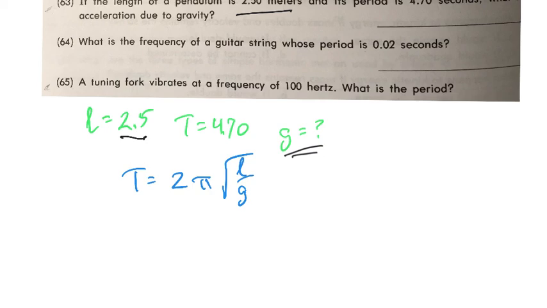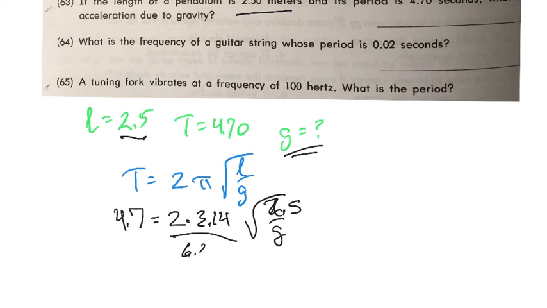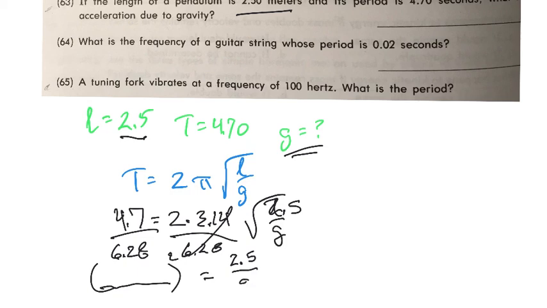And so G is the part that we don't know. We can plug in the time, 4.7, 2 times 3.14, and then the square root of L over G, but instead of L, let's go ahead and write the 2.5. All right, so again, we're going to divide both sides by 6.28. I'm going to let you finish this one, because once that cancels and you get this number here, you're going to take that squared. And when you do that to the other side, the 2.5 pops out over G. Okay?